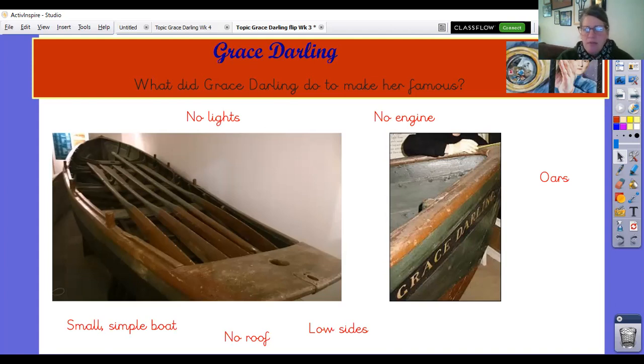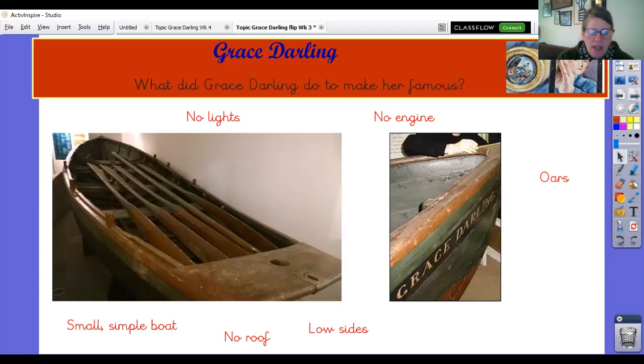What kind of boat is it? What's it made from? This is a pretty small wooden rowing boat. It's a small and simple boat. It has no lights and no engine, so they would have just used those oars that you can see lying in the boat. You have to be very strong to row a boat like that normally, but especially in a storm.